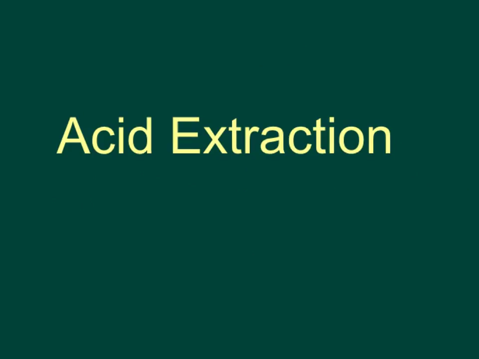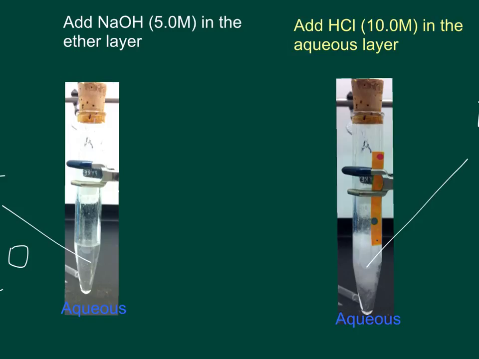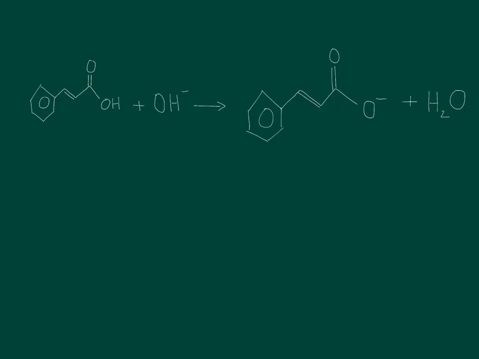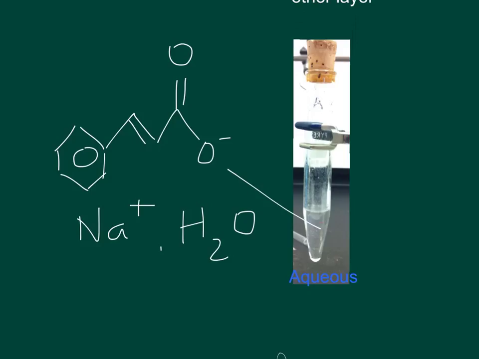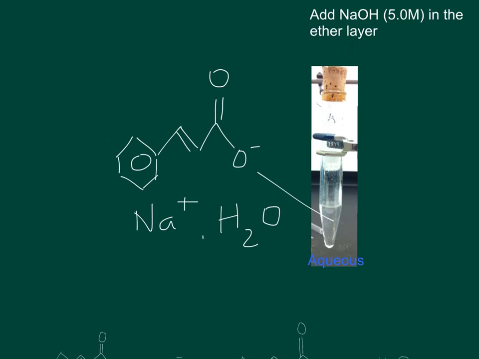Acid extraction. We added sodium hydroxide to the ether layer, and two layers formed again. We had to separate out the aqueous layer. The tranexamic acid reacts with the hydroxide ion and becomes the conjugate base, with water. So in the aqueous here, there was the conjugate base of the acid, sodium ion, and water.